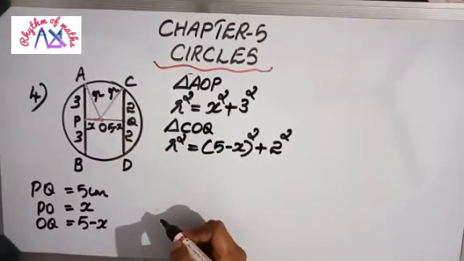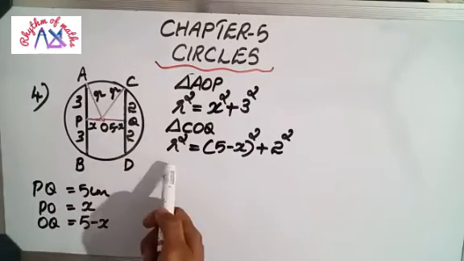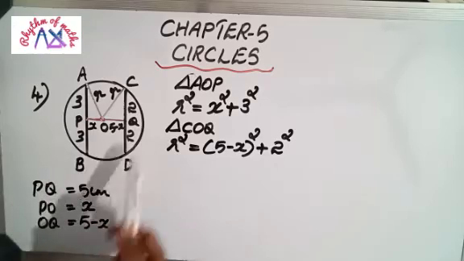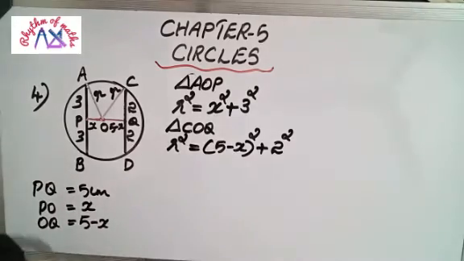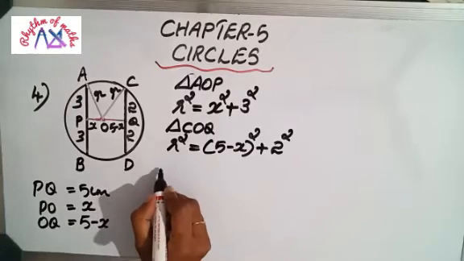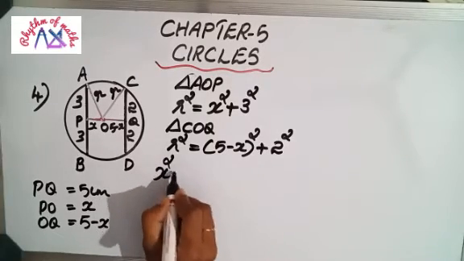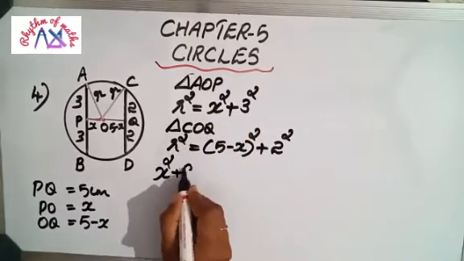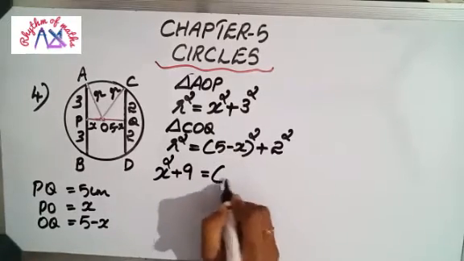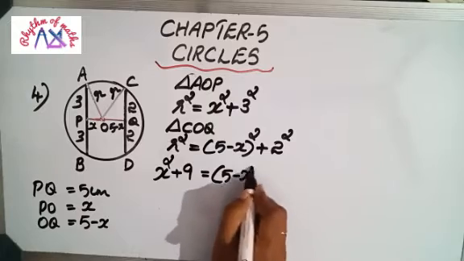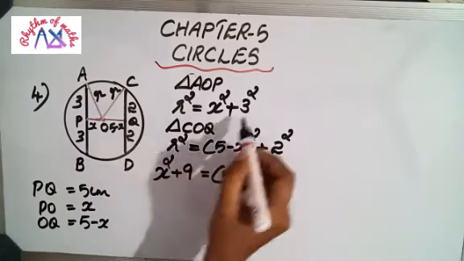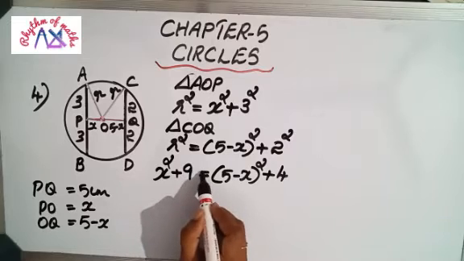Now in these two equations, r is common, which means the left side is the same: r square here, r square here. Left side the same means the right side will also be equal. So let's equate these two equations. The first one, x square plus 3 square, we can write as 9, is equal to 5 minus x the whole square plus 4. If these two are equal, these two will also be equal.